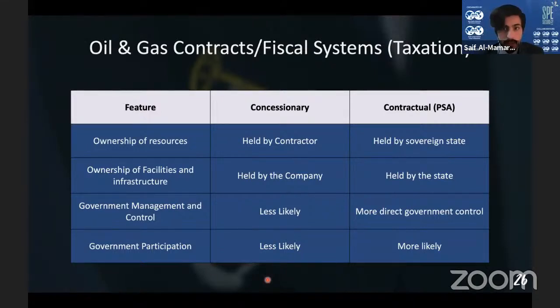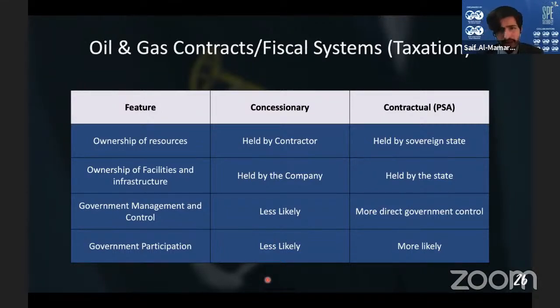So an example, if you're in the US and you buy a plot of land, anything that's below the ground is yours, whether it's gold or gas. If you're, for example, in Oman and you own land, even if there's a 3 TCF reservoir under you, the mineral rights are still with the government. Similar thing with the facility and infrastructure. If you build anything in a concession system, the asset is yours. Under the PSA, the asset ownership is with the government.